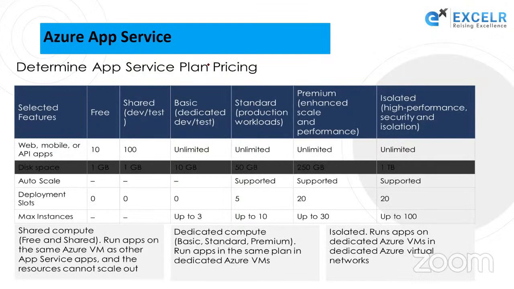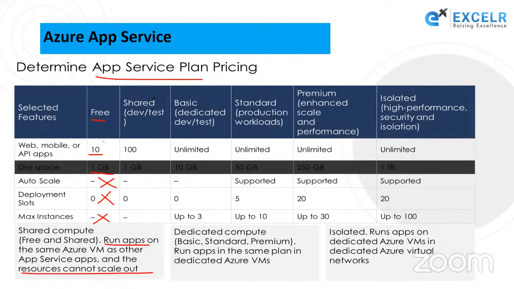In the free app service plan, you can create 10 web, mobile, API apps. Then the disk space you are going to get is just 1 GB. There is no auto scaling here, no deployment slot, and no option of a maximum instance. You will create these resources under a shared compute. You run the app on the same virtual machine as other app service apps, and the resource cannot scale out.